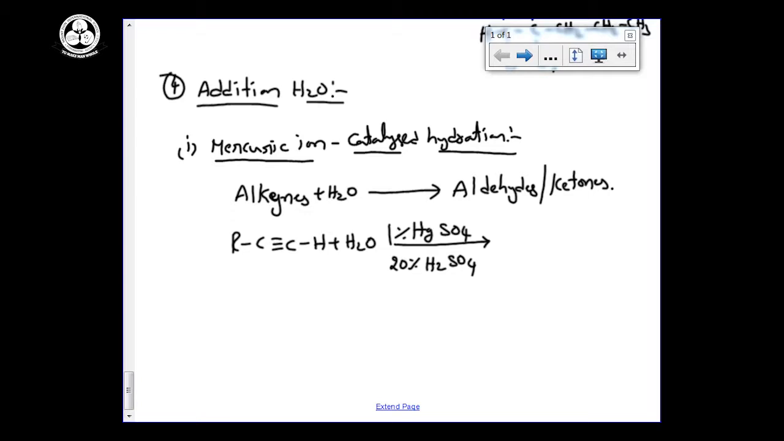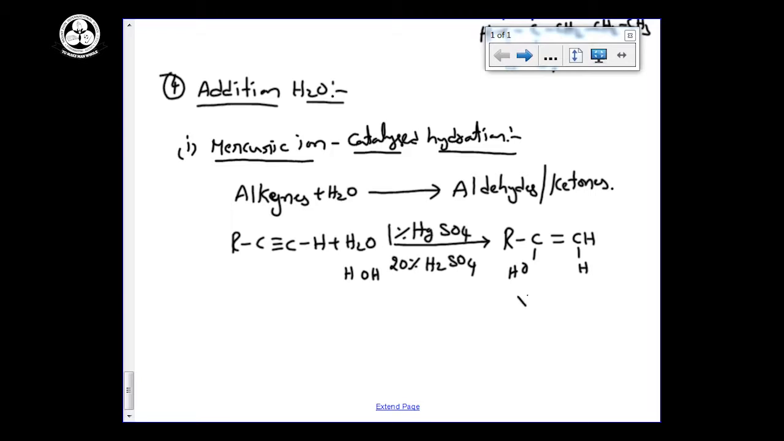In this mercuric ion hydrolysis, I am breaking the bond. Water can give H and OH. Same, you can follow the Markovnikov rule and tell me. R C triple bond CH. So I am following the Markovnikov rule. Hydrogen will be attached to the carbon with more number of hydrogens. OH will be attached to the carbon with less number of hydrogens. Like this.